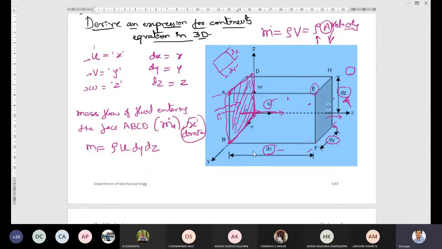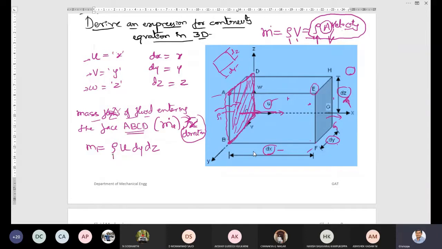Take it as mass flow of fluid, or mass of fluid. No problem, if you are getting confused: the mass of fluid entering the face ABCD in x direction. So m is equal to, we know the basic formula. You must remember this, otherwise we cannot solve any numericals. Mass is equal to density into volume. Density as it is, volume will be area into velocity. So first rho, you write as it is.